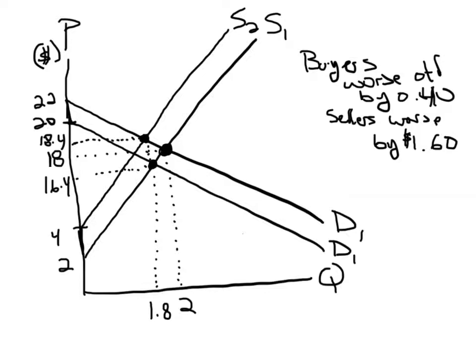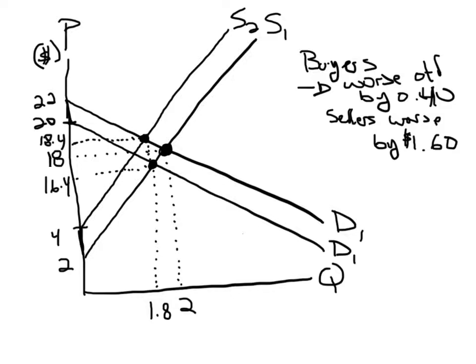Now, how worse off are buyers? Well, buyers are worse off by 40 cents, because before the tax on sellers they were paying $18, and now they're paying $18.40. How worse off are the sellers? Well, the sellers are worse off by $1.60, because before they were receiving effectively $18, but now they're only receiving 18.4 minus 2. They're effectively only getting $16.40 every time they sell a unit, which is $1.60 less than before. So you saw that it doesn't really matter who sends the tax to the government.